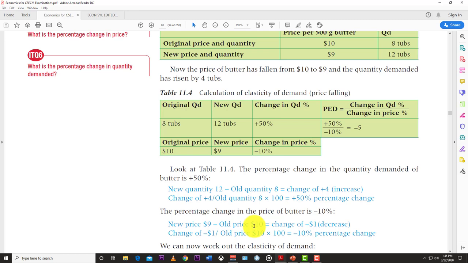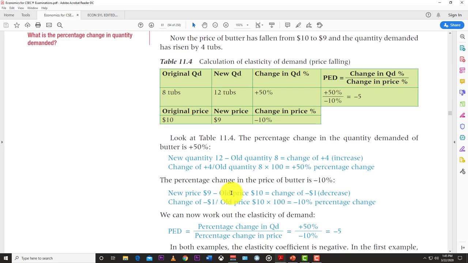So you have the 50 right now to plug into the top. Then you go down to the price. We had a new price of $9 versus the old of 10. So it dropped by 1, that's a negative 1. And so therefore, you put the 1 over the 10, and that's 10%. So a 10% change in the price.